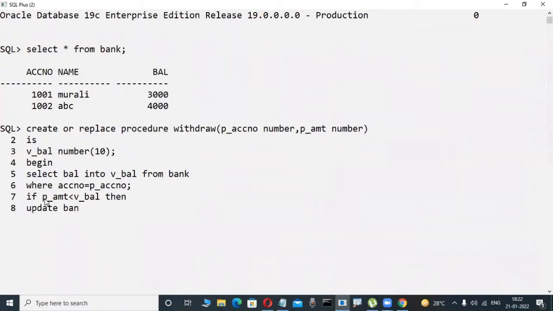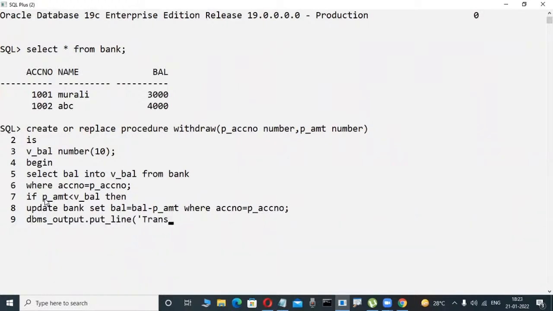Update table name set balance is equal to balance minus P underscore amount. Some coding is there. Okay, fine. Now check it out. Here I am writing some message, like in Java.net. Some message I try to display: your transaction is successful.